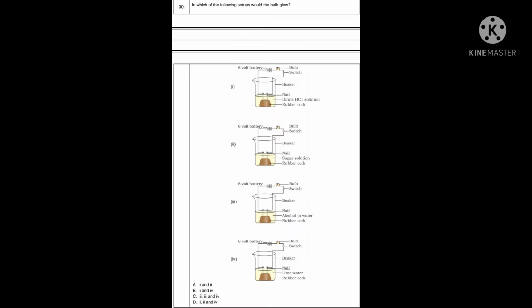Question number 30. In which of the following setups would the bulb glow? The correct answer is option B, 1 and 4. In cases 1 and 4, dilute HCl and lime water are taken in the beaker, and these two conduct electricity and therefore the bulb will glow in both cases. And in cases 2 and 3, alcohol and sugar solution are taken. They do not conduct electricity and so the bulb will not glow.